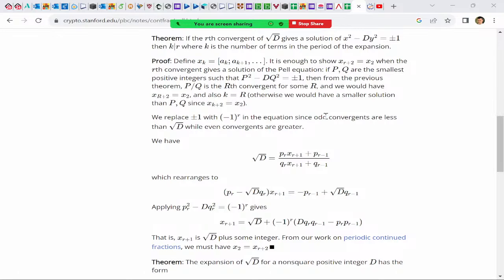We replace plus or minus 1 with (-1)^R in the equation. Since odd convergents are less than root d while even convergents are greater, we have root d equals that, which rearranges to that. This is quite a mystery, actually.